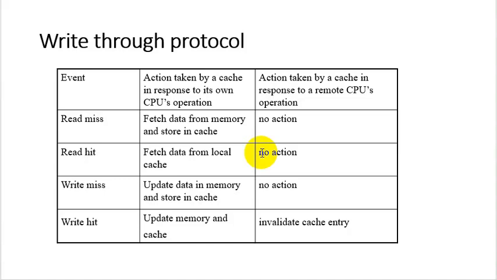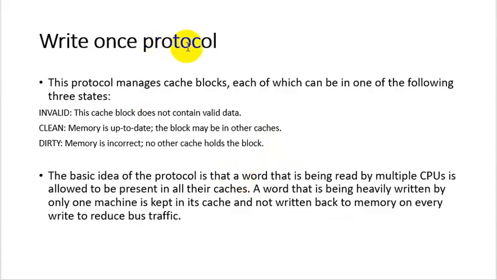Whenever a processor updates a cached value, other processors invalidate their outdated cache entries. The main advantage of this protocol is simplicity and data consistency. However, since every write operation updates the main memory, it generates more memory traffic and reduces the performance. So next we are going to see the write-once protocol.